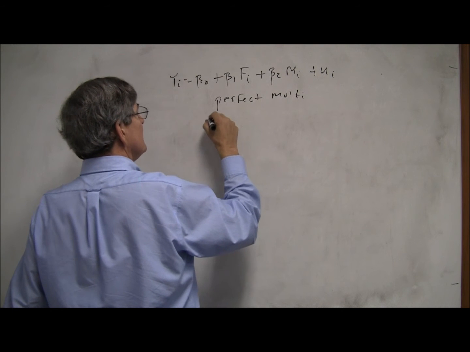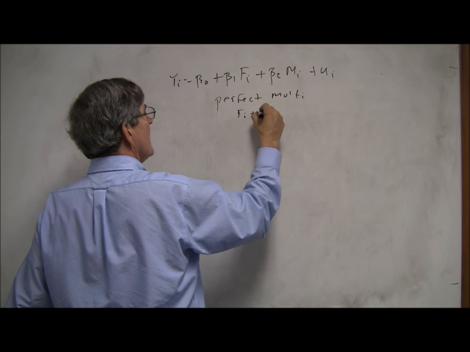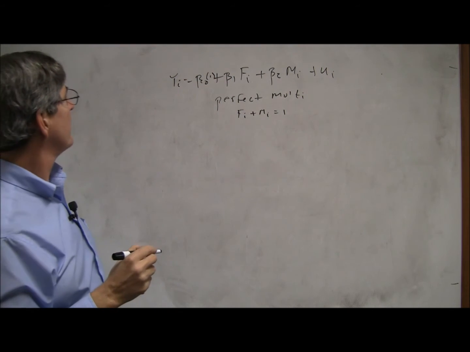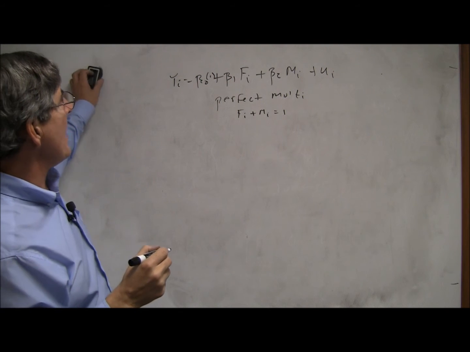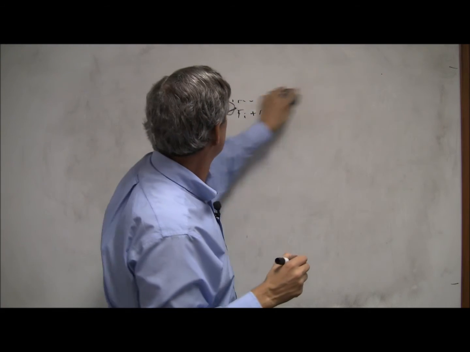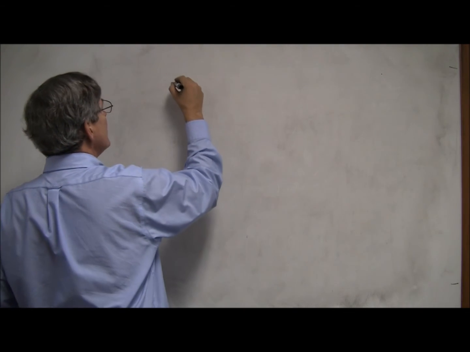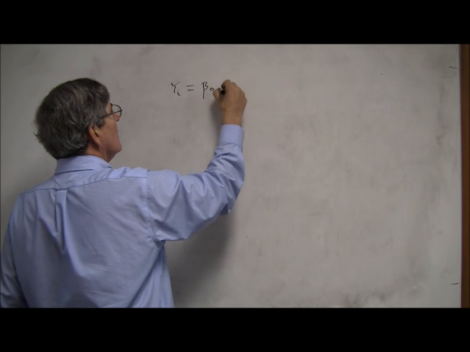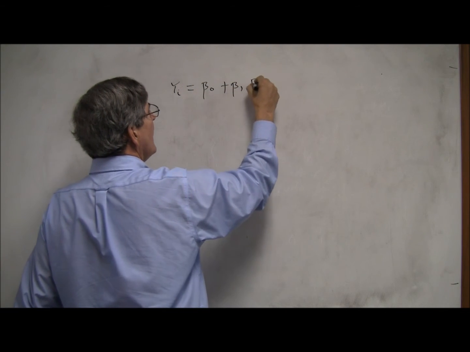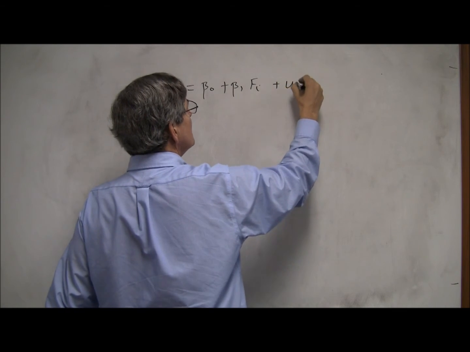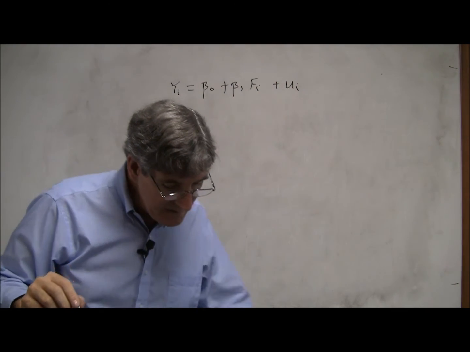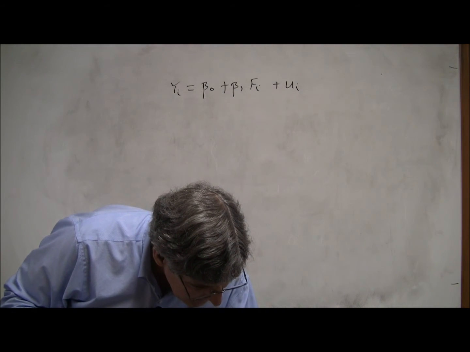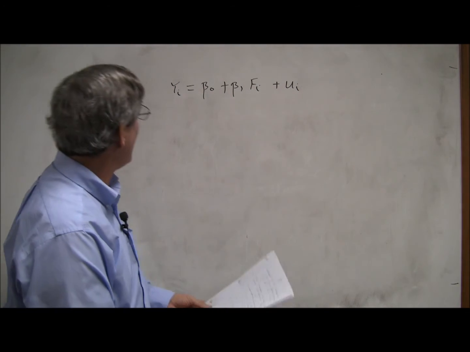And the reason is because fi plus mi equals 1, the coefficient there, the variable there. And so I can't run that model. But what we could do is drop one. So we can run yi equals beta 0 plus beta 1 fi plus ui. What happens now is that male becomes the baseline.